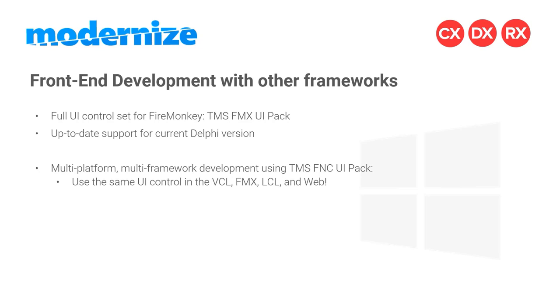But if you want to use the same graphic control for every framework, meaning VCL, FireMonkey, and of course, TMS also supports Lazarus, the LCL, and the web, then you can pick the FNC component. Meaning you use the same component in the VCL, in FireMonkey, in Lazarus, and in the web, meaning same properties, same events, same methods, and you only need to write all your business logic once because the code is the same on every framework, then you have to pick FNC.